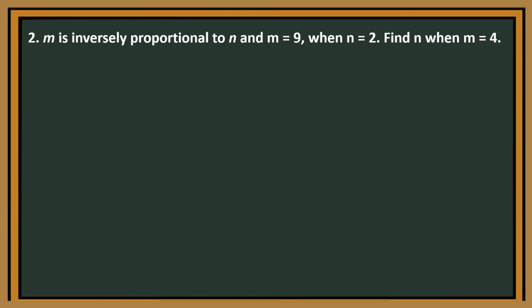Number 2, m is inversely proportional to n, and m is equal to 9 when n is equal to 2. Find n when m is equal to 4. First, we're going to translate m is inversely proportional to n. In equation, that is m is equal to k over n, wherein k is constant.